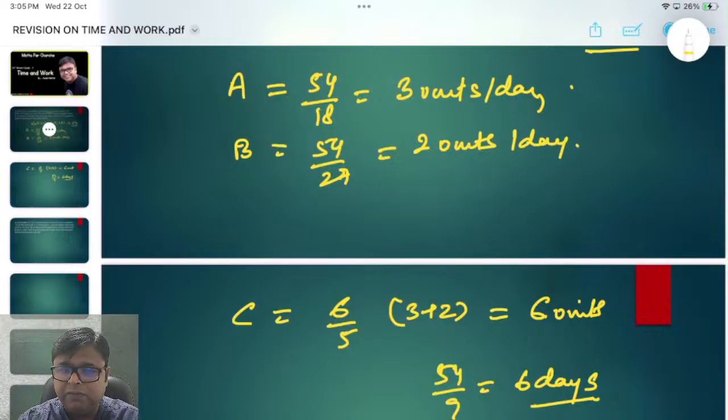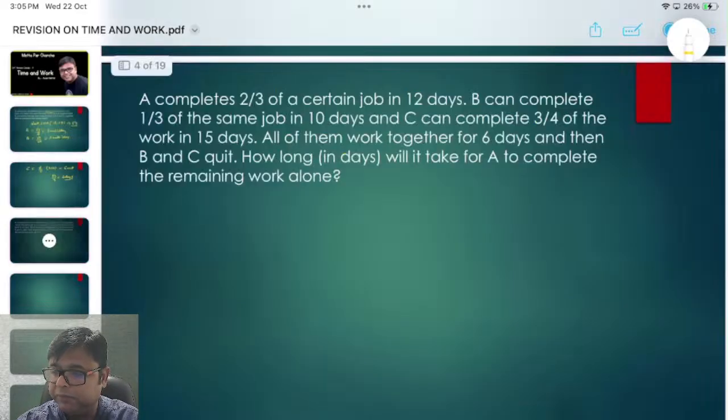Right? So this is how we can do it. Work with efficiencies as much as possible. Take LCMs and all. Assume work. That's the best thing you can do. Right. Let's move on to the next.